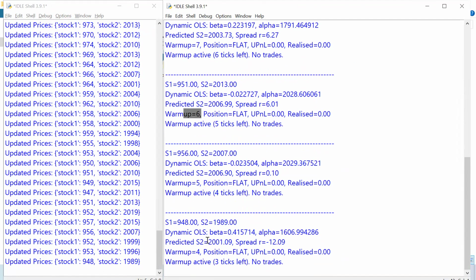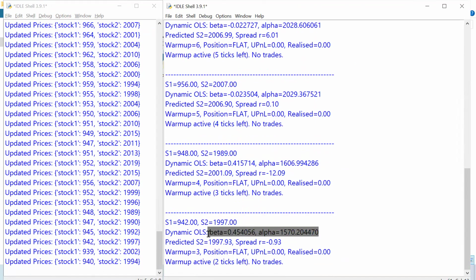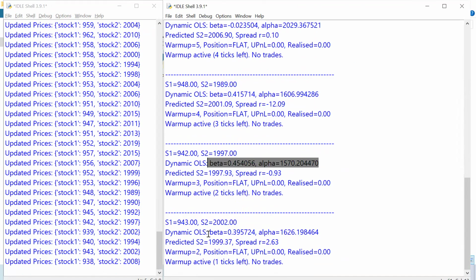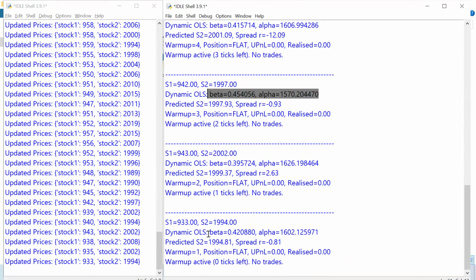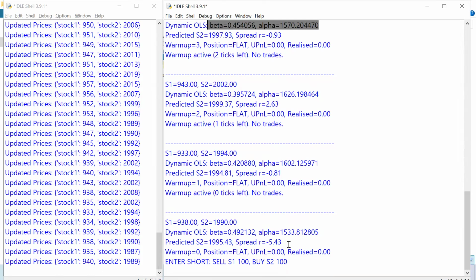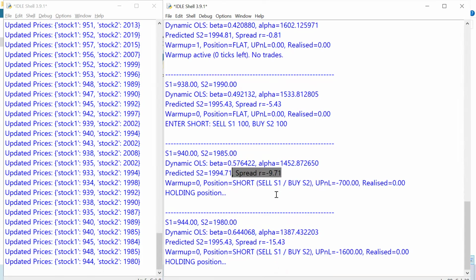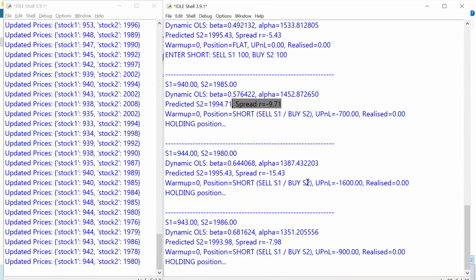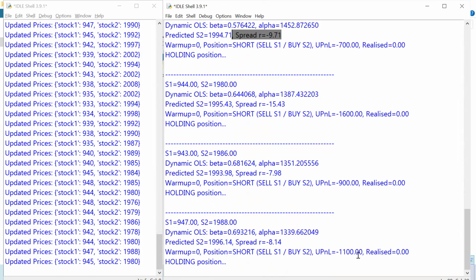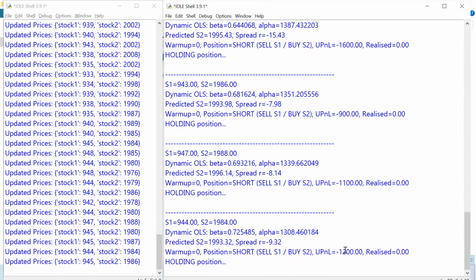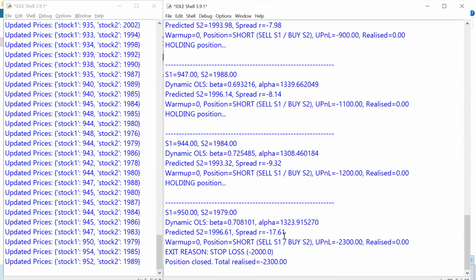It is calculating the beta value and alpha value dynamically. You can see it is dynamically changing the value of beta and alpha, and based on that, the spread is also calculated, the difference between both of the stocks. Okay, the warm up is completed. We have shorted S1 and bought S2. We are in a current loss of 1100 rupees. It's completely fine. We are still holding the position because the spread is still negative.